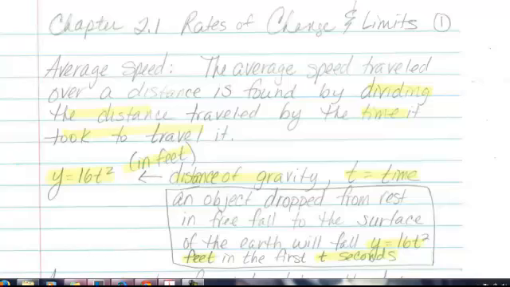In Chapter 2.1, we're going to start talking about some rates of change and lead up to the concept of limits, which is a very important concept in calculus. If you'll see here in the notes, I have written about something called average speed. Average speed traveled over a distance is found by dividing the distance traveled by the time it took to travel it. Now that may sound kind of abstract, but if you think about it, you do this all the time.